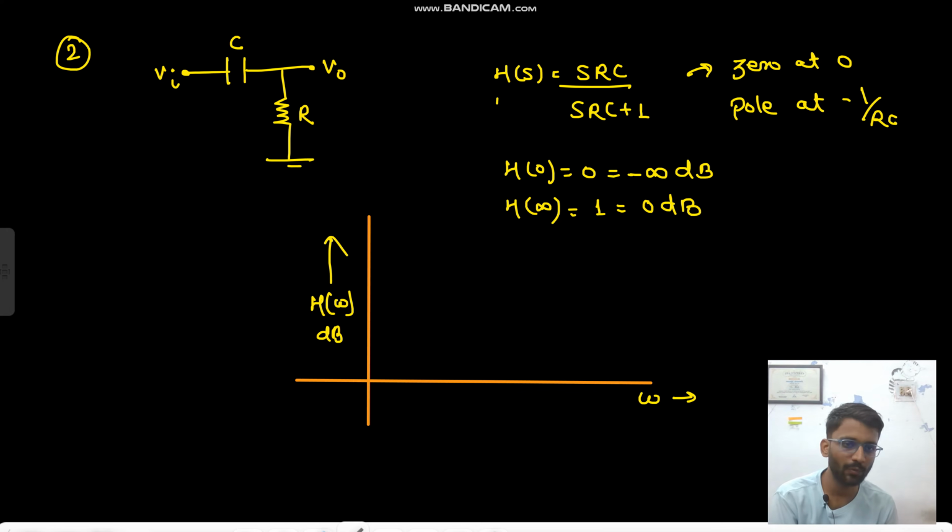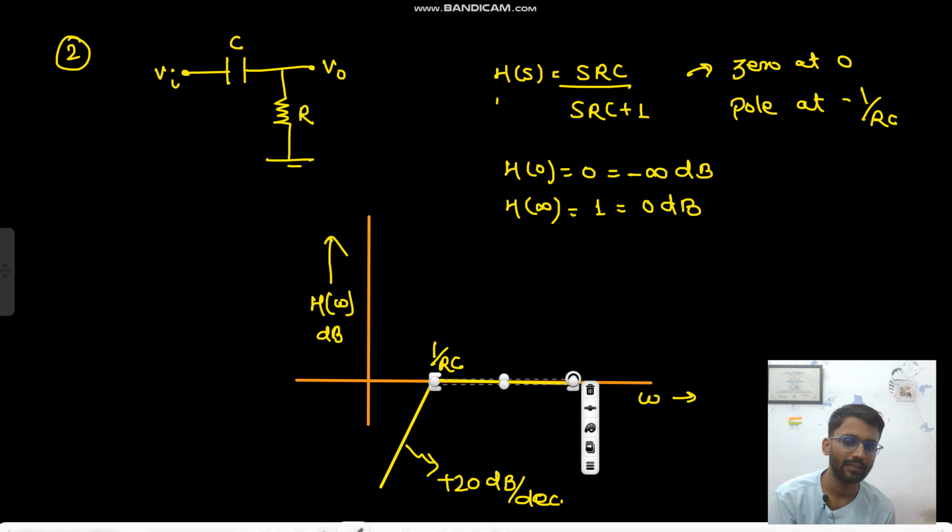So you will have a slope of plus 20, but it will start from minus infinity. At omega equals 0, you have minus infinity again, so it is starting from minus infinity. It will go on, and at 1 by RC only, you have this plus 20 dB per decade, and then you will have a slope of minus 20 dB per decade, right? So it will go on like this.